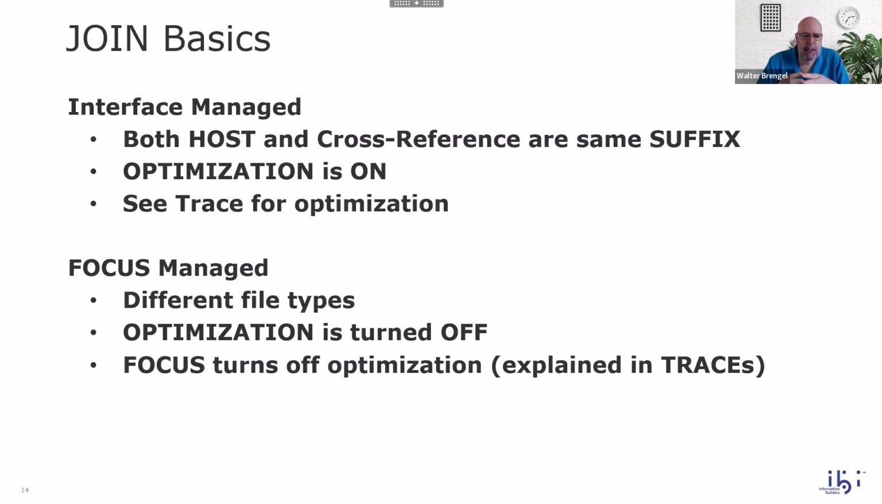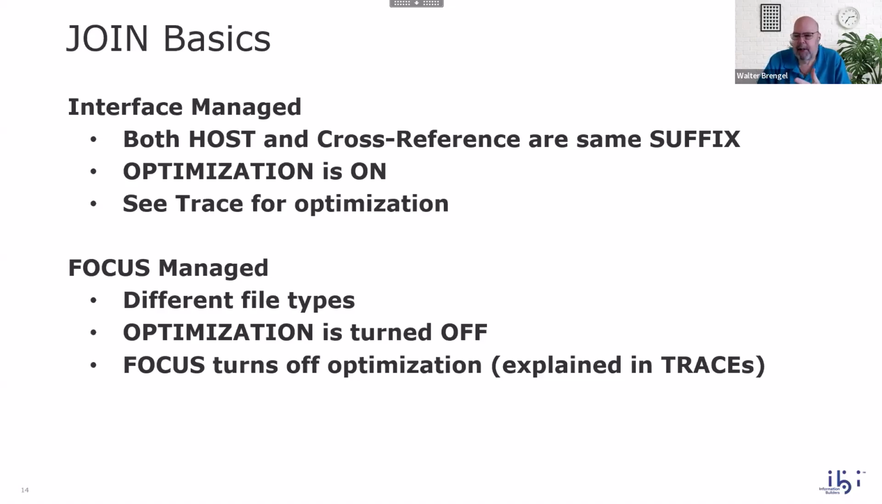So we talked about interface managed, relationally managed, or focus managed. It will be interface managed if both the host and cross references have the same suffix. So if they're both SQL MSS, SQL Oracle, SQL MySQL, they would have to be both the exact same suffix. Optimization would have to be turned on. And one thing that I see is missing is they have to both use the same connection. So if you have multiple connections into your databases for different purposes, you'd have to make sure that you're running against the same connection.